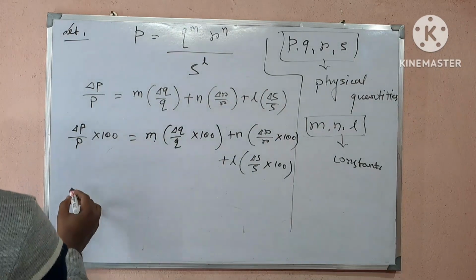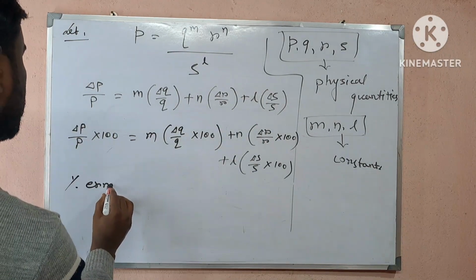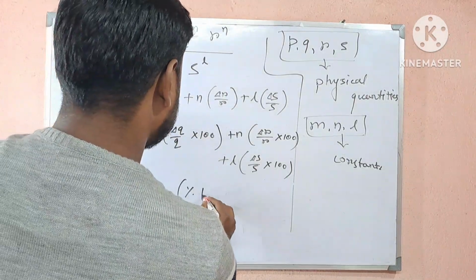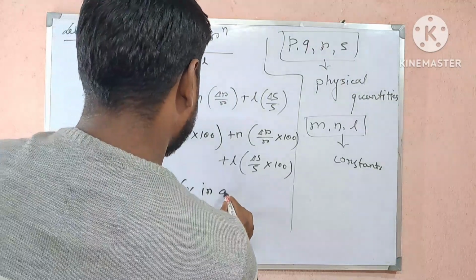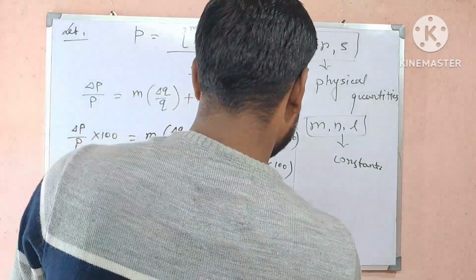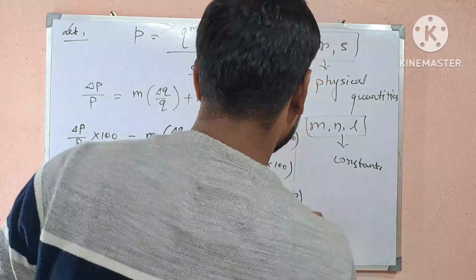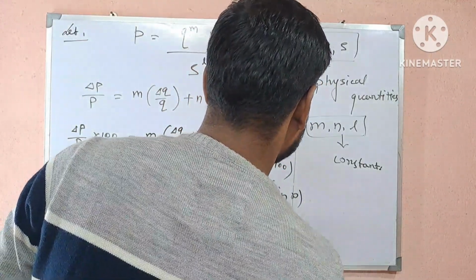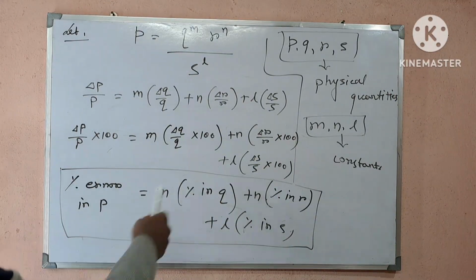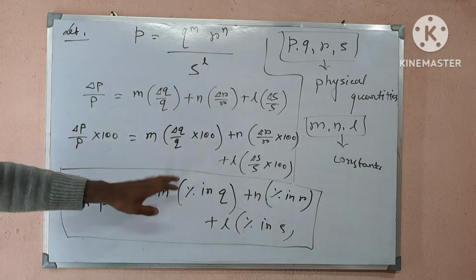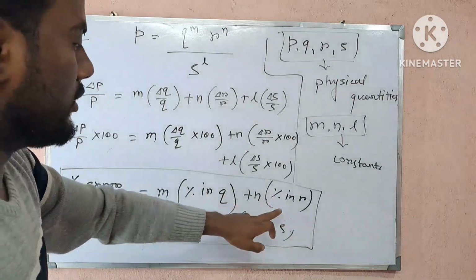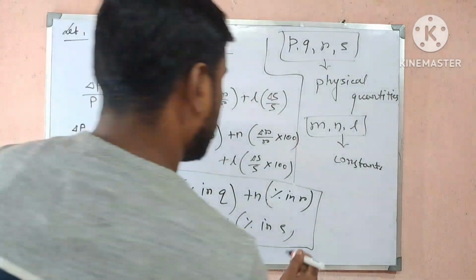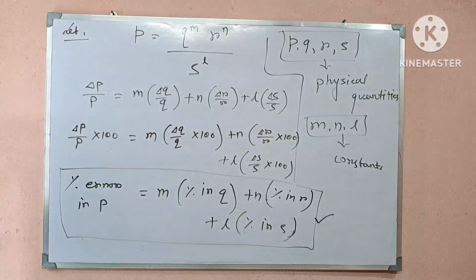So we can write this is percentage error in P, this is M into percentage error in Q, this is N into percentage error in R, and L into percentage error in S. So this one is also a very important formula. We have to remember this formula very carefully.